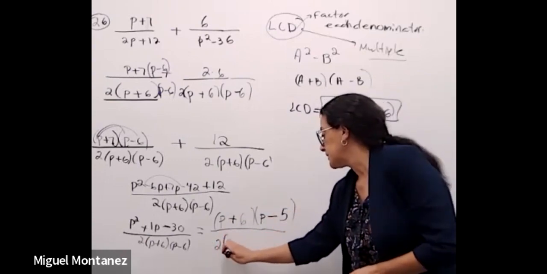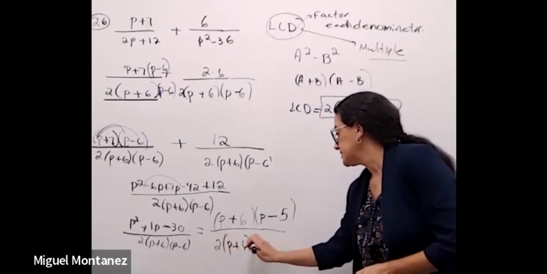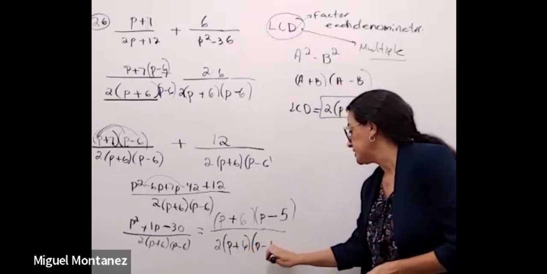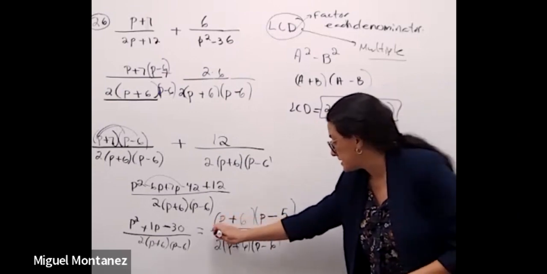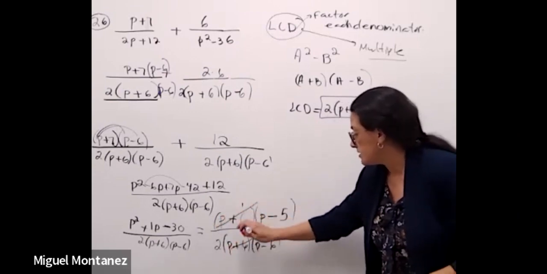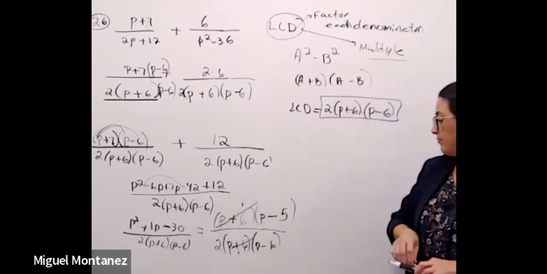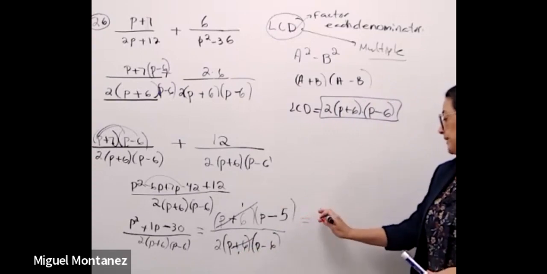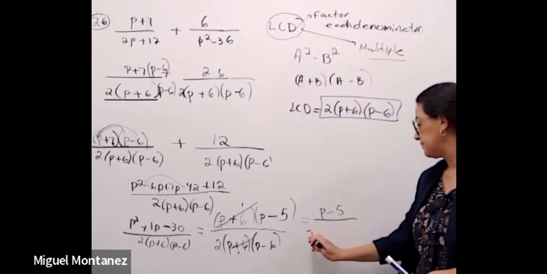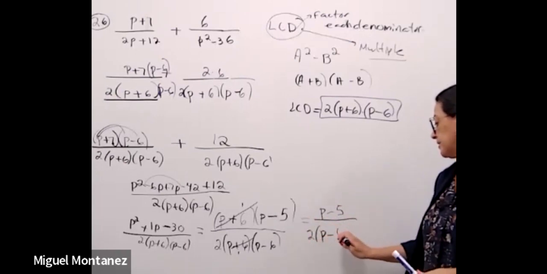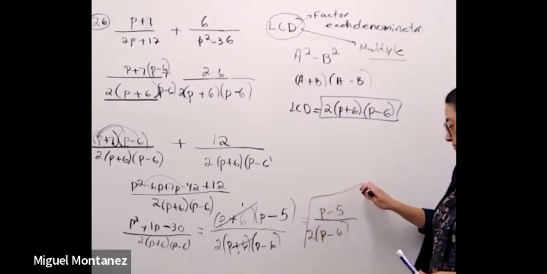The denominator is 2, p plus 6, p minus 6, and now we simplify what is in common. In this case, these are the same, so when we divide, this becomes 1. So we are left with p minus 5 on the top, and the bottom is 2 times p minus 6.